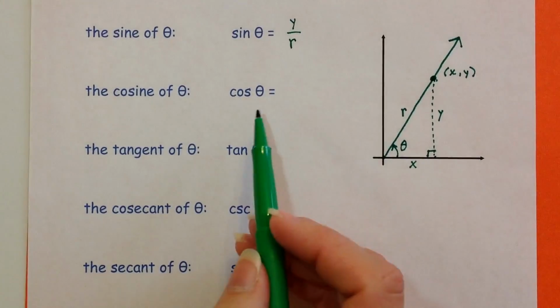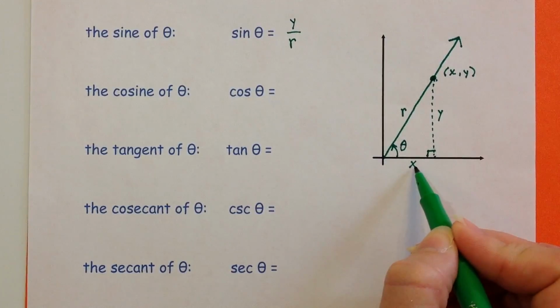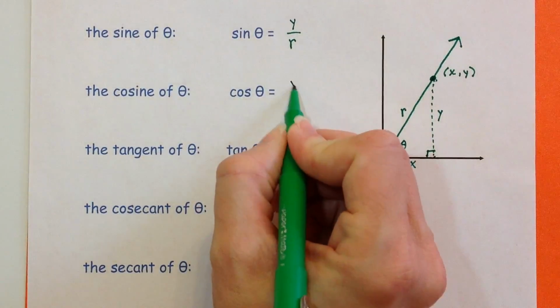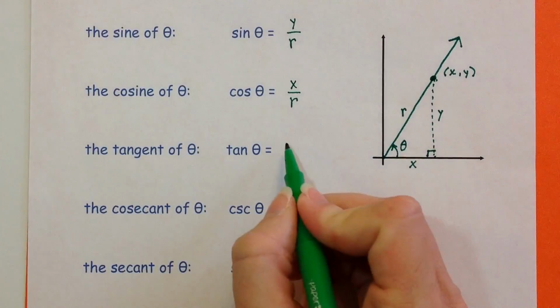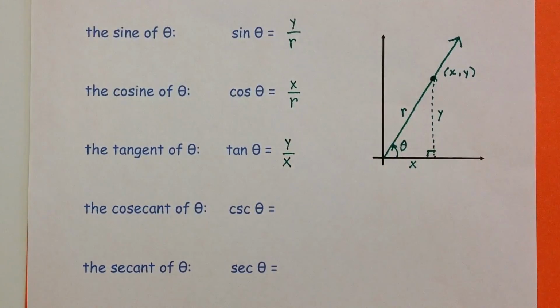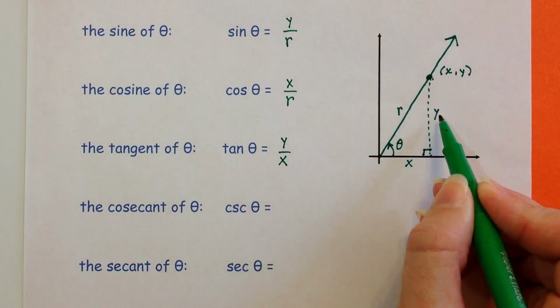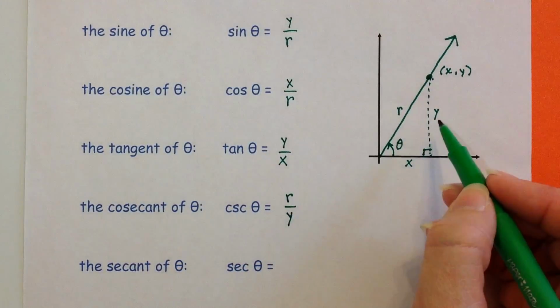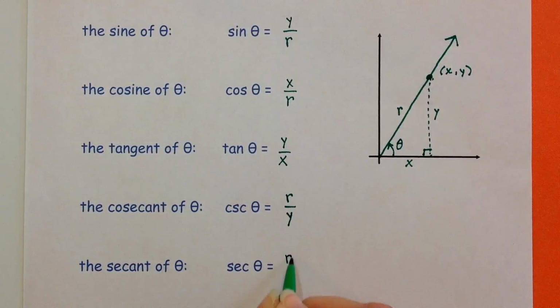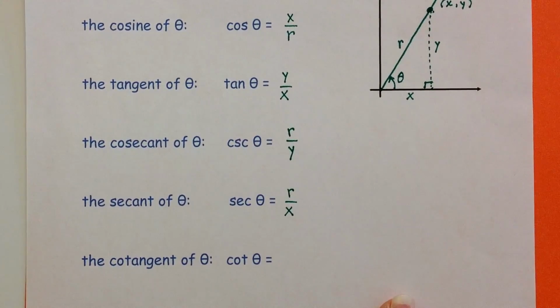Okay, cosine. So cosine of this angle would need to be this side, which is also referred to as adjacent side, divided by the hypotenuse. So that's always going to be x over r. Tangent of this angle will be y over x. Okay, and then going to cosecant. Cosecant is going to be r over y. Secant is going to be r over x. And cotangent, scoot it up here a little bit, cotangent will be x over y.